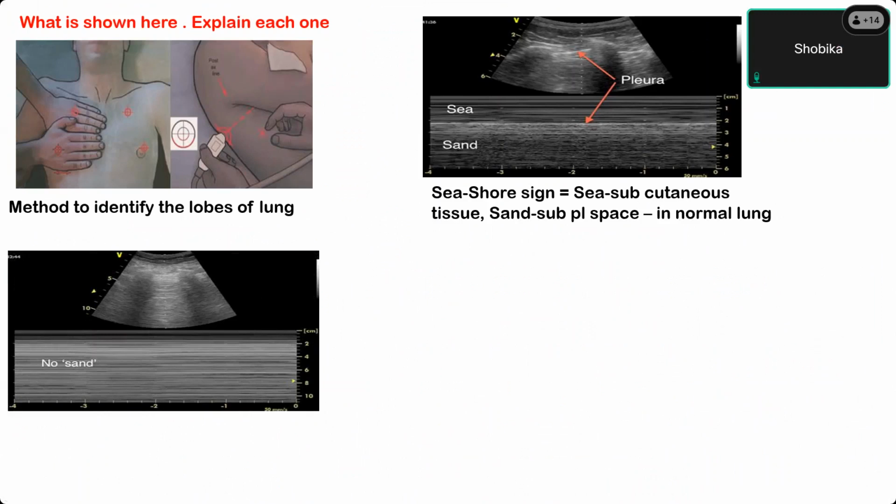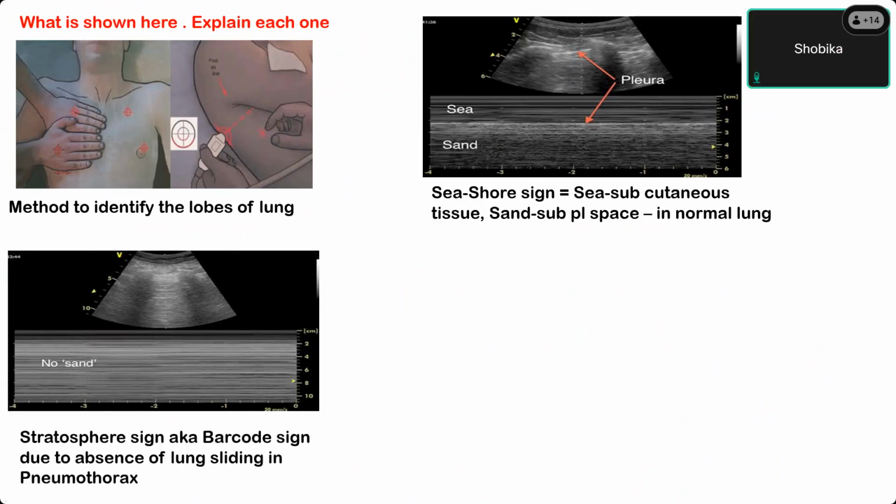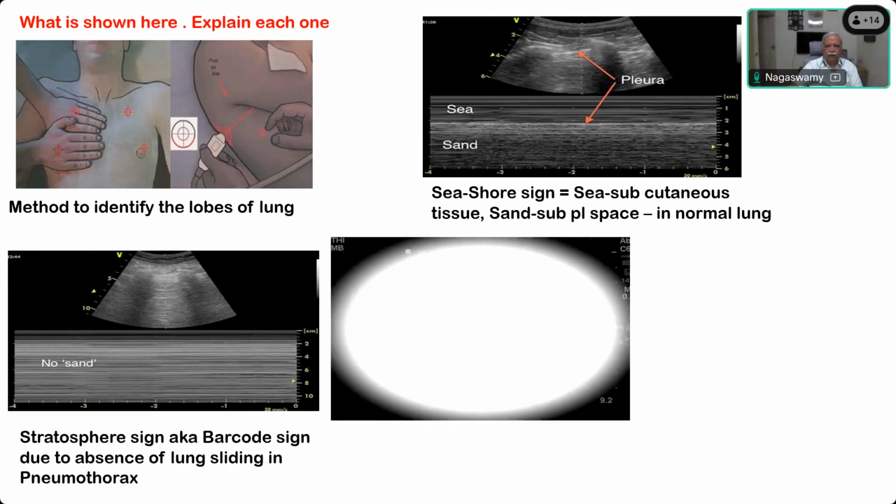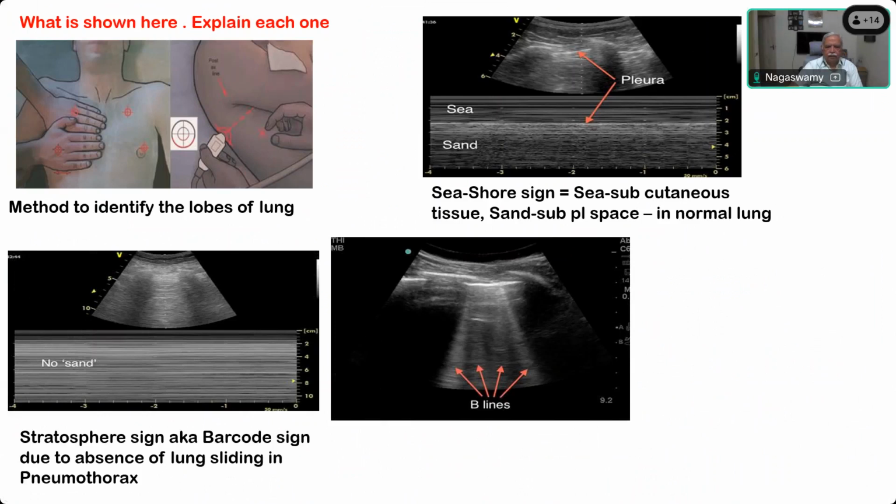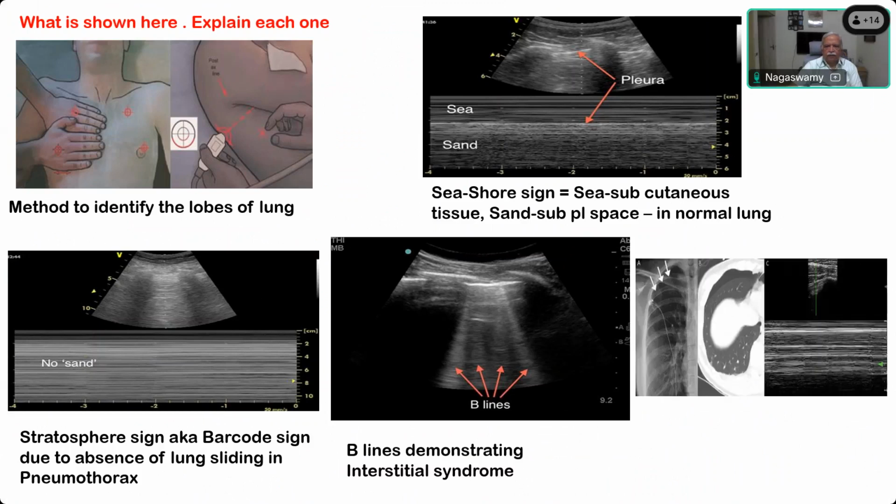Barcode sign in pneumothorax, sir. Pneumothorax, very good. No lung sliding. So this one: B lines. Three B lines in pulmonary edema, pulmonary interstitial disease. Okay, interstitial syndrome. So what do you see in this?